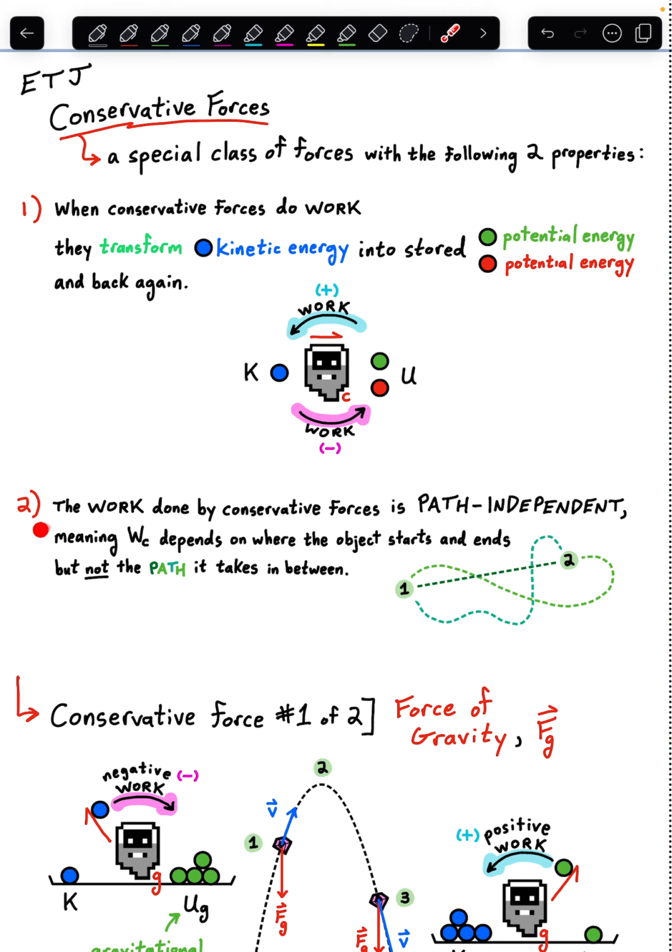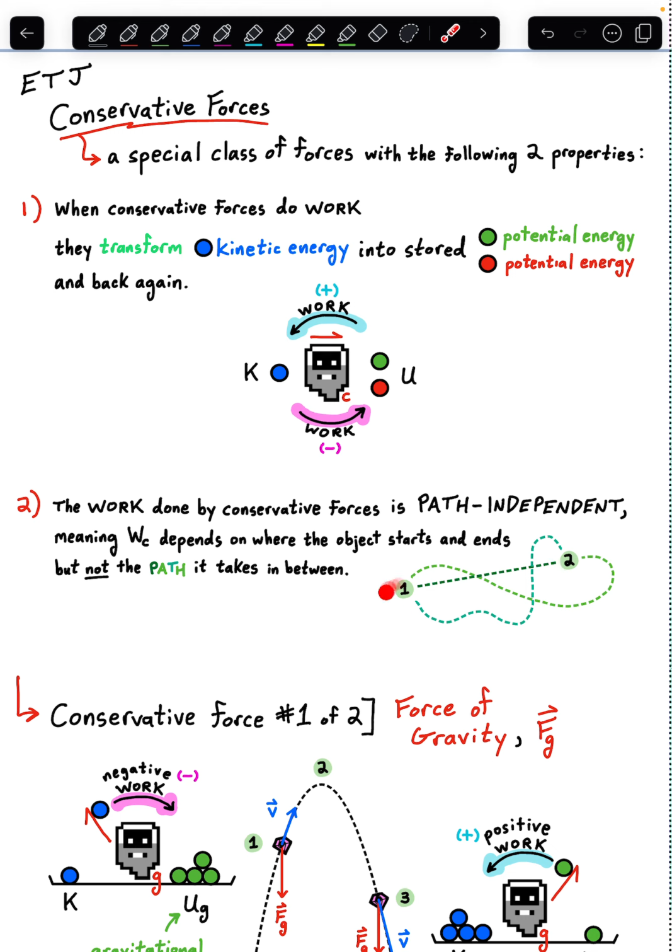The second property is that the work done by conservative forces is path independent, which means that W_C, the work by a conservative force, depends on where the object starts and where the object ends, but it does not depend on the path it takes in between.